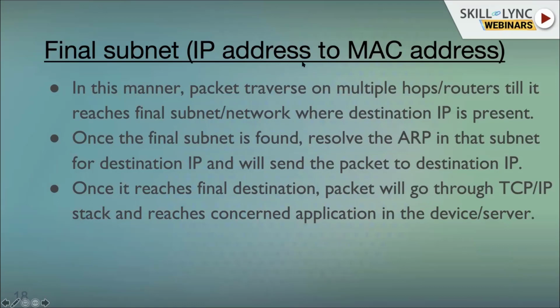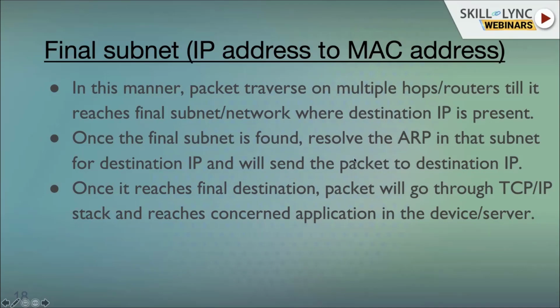In the final subnet, whatever IP address we got, the destination IP is again the same, the Google IP. We need to resolve the MAC address in this. Okay, so in this manner, the packet travels on multiple hops, routers, till it reaches the final subnetwork where the destination IP is present. As we said in previous slides, once the final subnet is found, again we need to resolve in that subnet the destination IP and we'll send the packet to the destination IP.